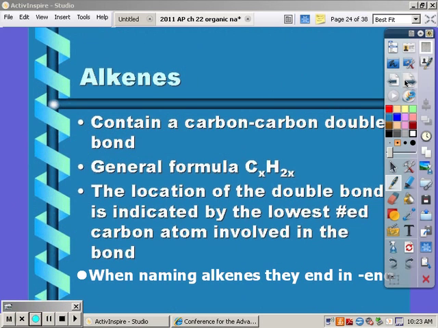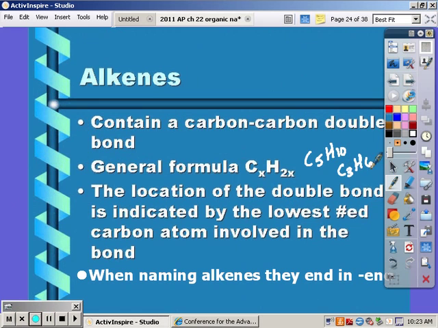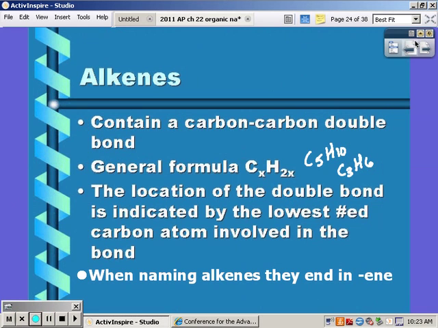An alkene has a carbon-carbon double bond. It has the general formula CnH2n. So if I have 5 carbons, I have 10 hydrogens. If I have 3 carbons, I have 6 hydrogens. The location of the double bond is always indicated by the lowest numbered carbon atom involved in the bond.